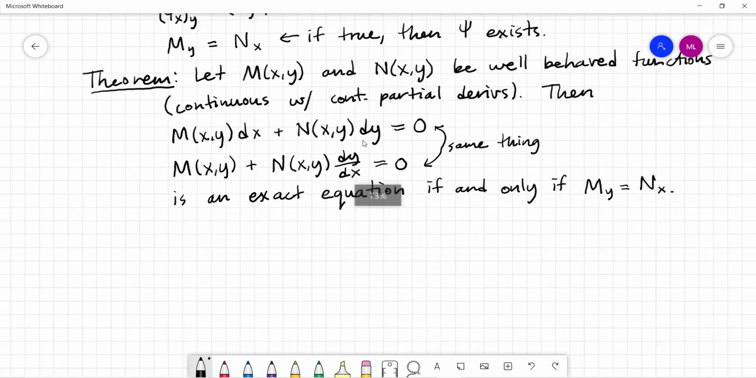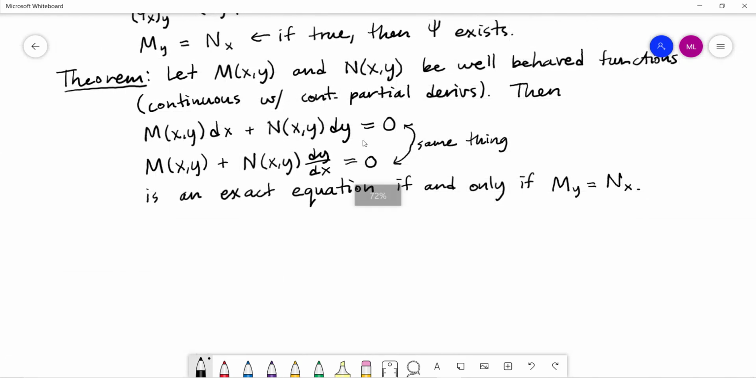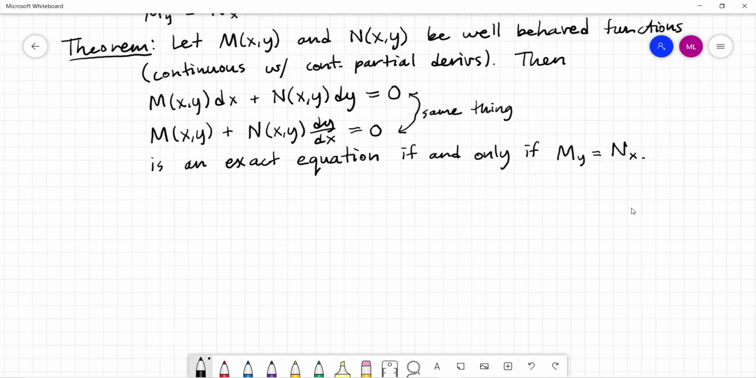Okay, so this is the theorem that summarizes when we have an exact equation that the solution method is going to work for. We just need M sub y to be equal to N sub x. We need to take the derivative of this part with respect to y, take the derivative of this part with respect to x, and check and see if they're equal to each other. And if they are, then it means that basically the mixed partial derivatives of our unknown function psi are equal, and therefore psi exists.